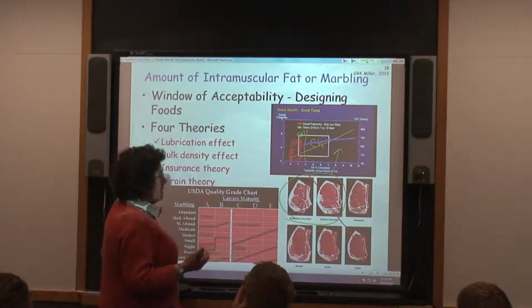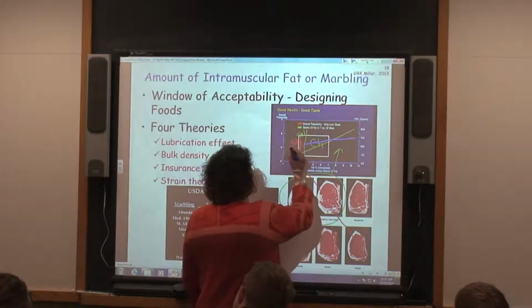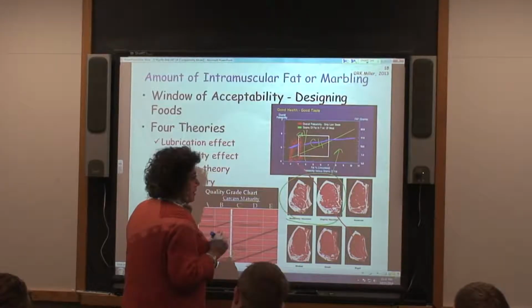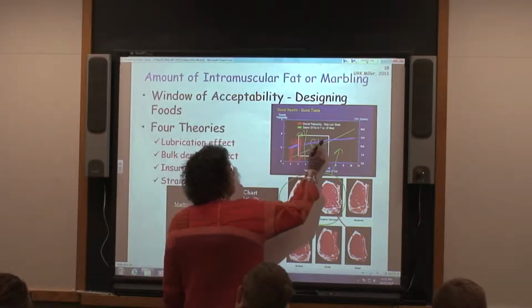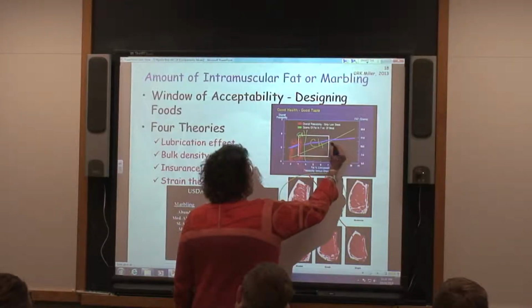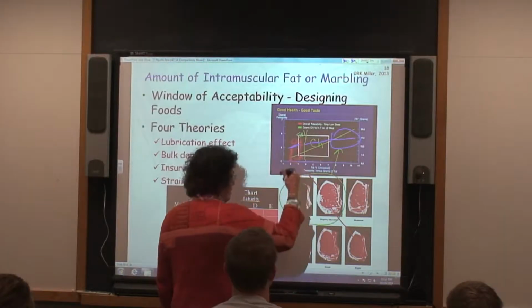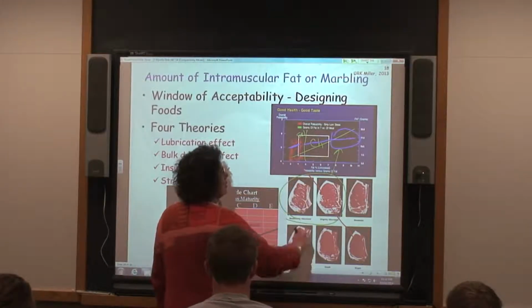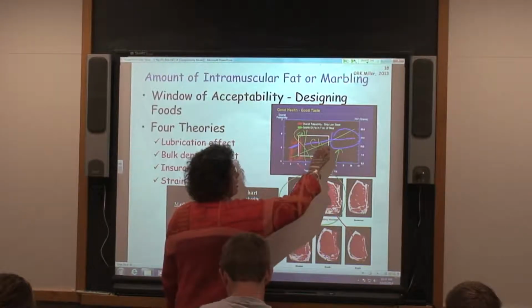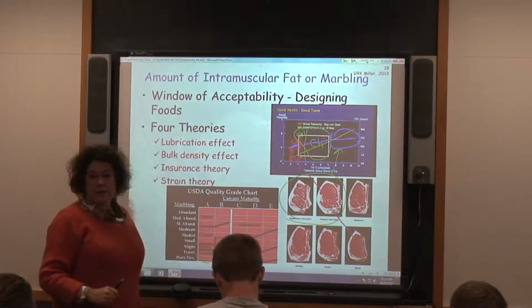So this tells us that we want to eliminate standards less than 3% chemical lipid, and that when we get to these higher marblings, this is going to be a specialty market, and that most of the meat that we produce needs to be in the select to choice range, right in here, the window of acceptability.